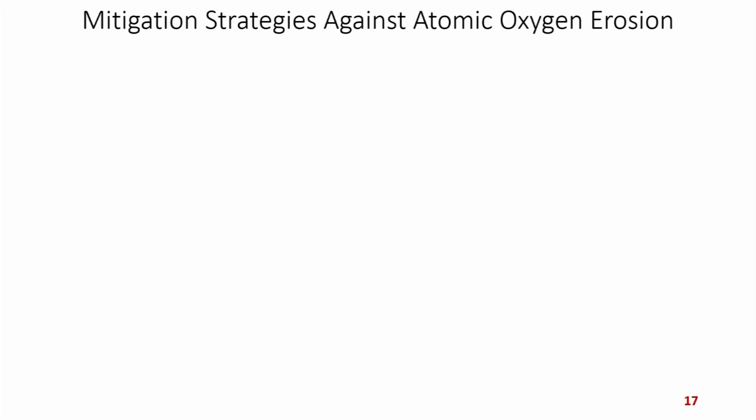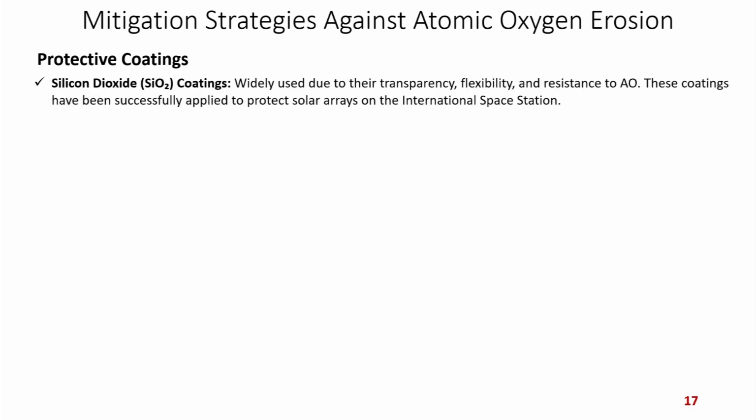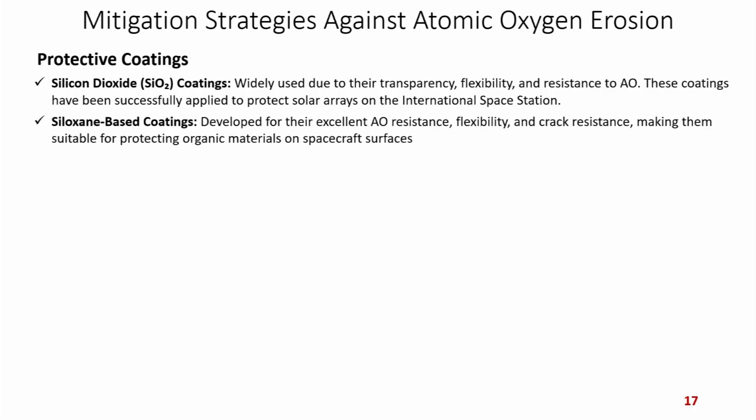And the mitigation strategies against atomic oxygen erosion. Different types of protective coatings are used. One is silicon dioxide, SiO2, coatings. These are widely used due to their transparency, flexibility and resistance to atomic oxygen attack. These coatings have been successfully applied to protect solar arrays on the International Space Station.